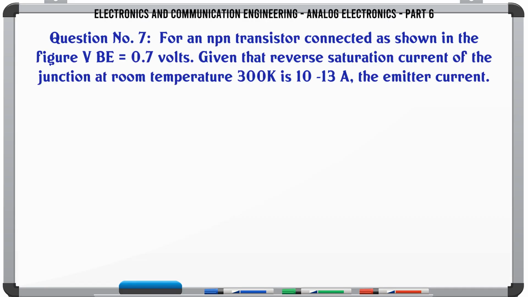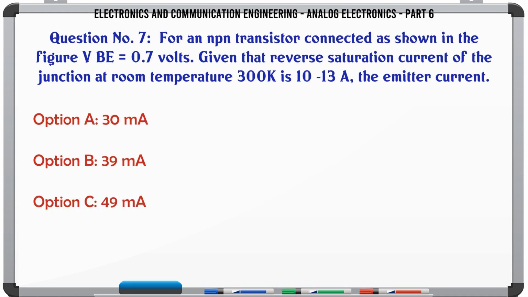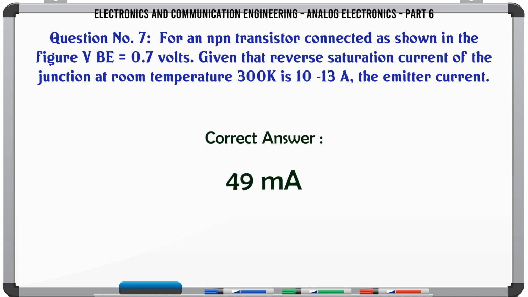For an NPN transistor connected as shown in the figure, VB is 0.7 volts. Given that reverse saturation current of the junction at room temperature 300 K is 10^-13 A, the emitter current is A. 30 mA, B. 39 mA, C. 49 mA, D. 20 mA. The correct answer is 49 mA.